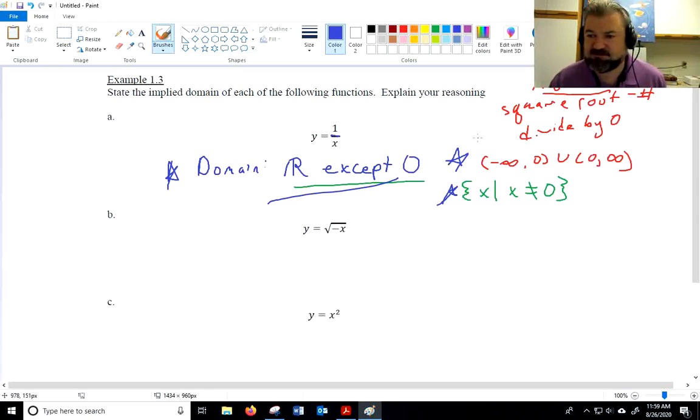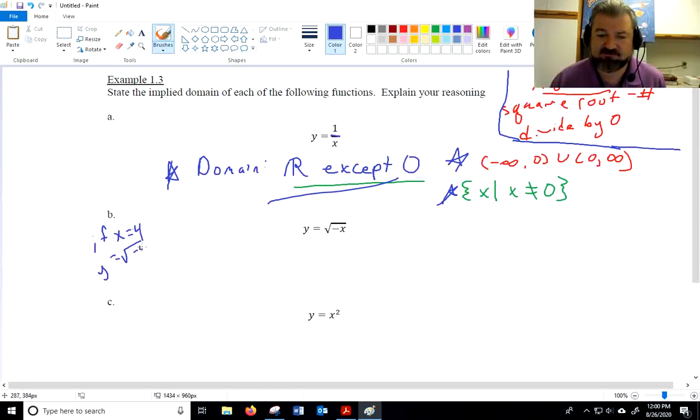Well, we don't see any division, so we don't have to worry about dividing by 0, but we do have a square root. So are there real numbers that if I put them in for x would result in a negative number that I'm trying to square root? Well, because it's a negative x, any positive x value, when I plug it in for x, is going to give me a negative number in the radical. For example, if x equals 4, y would equal the square root of negative 4, but that's not a real number, so that's not going to work.